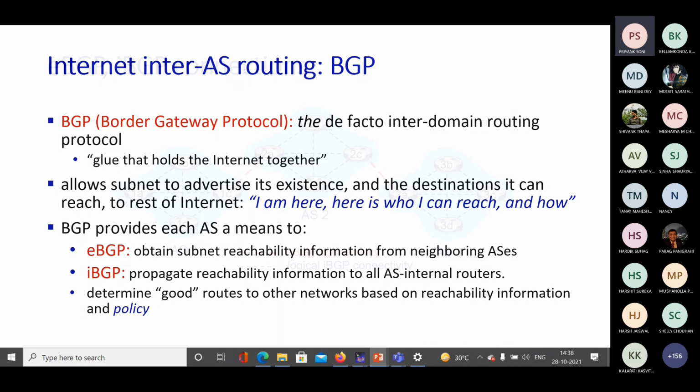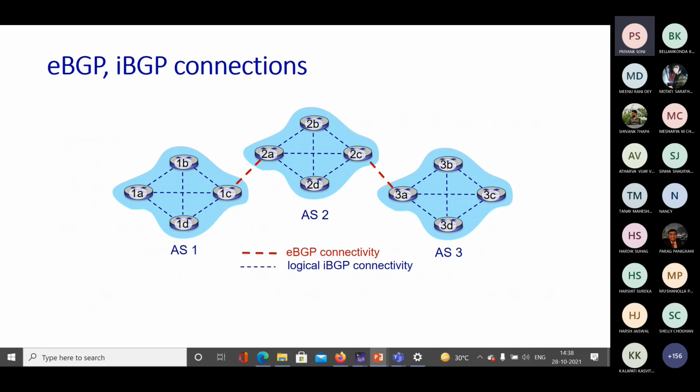Now let's see what these eBGP and iBGP connections are. eBGP is the connectivity between different ASs, and iBGP is a logical connection, here shown as a logical connection. iBGP is used within the given AS.